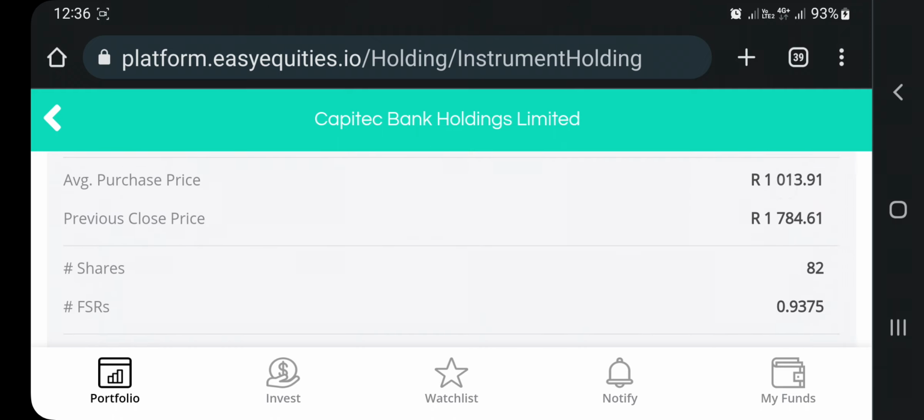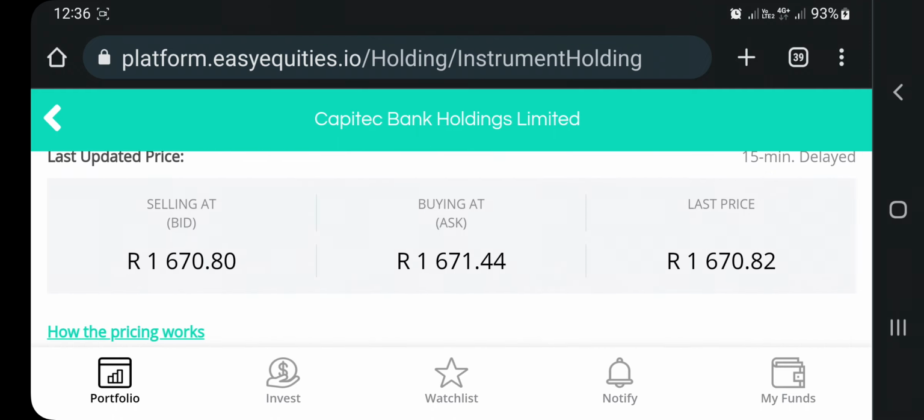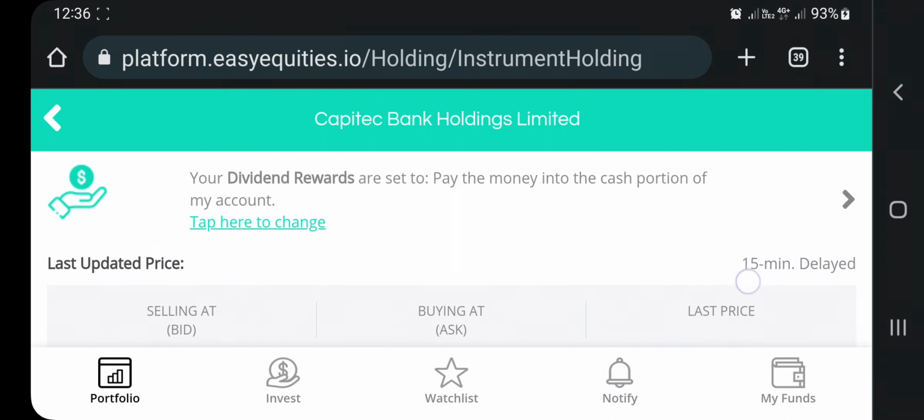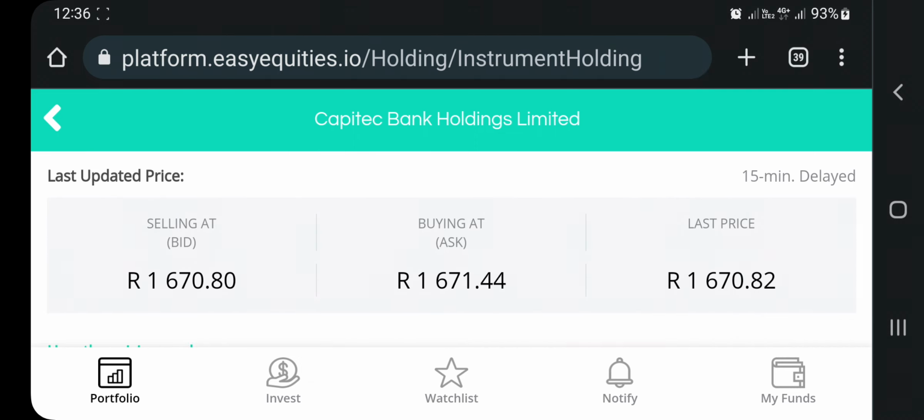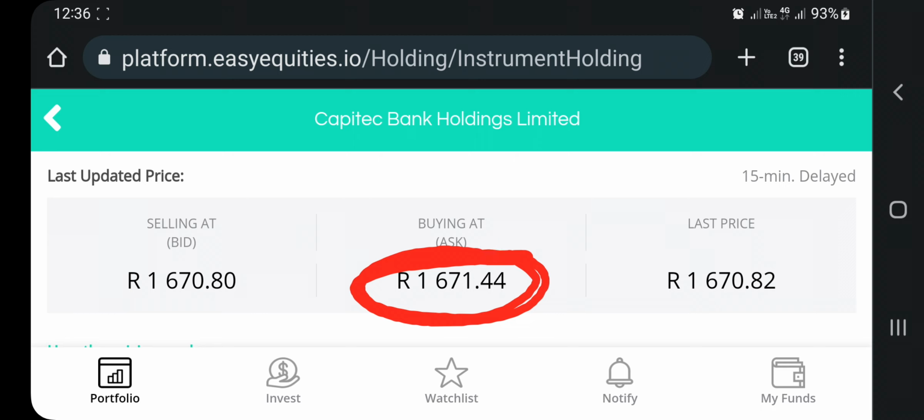Here is my Capitec. Then you want to see the value. Currently the price of each Capitec share is sitting at this amount. If you buy a Capitec share today, you're going to buy your share based on this price. So the fraction of a share, if you're not going to buy a full share, let's say you have maybe this 671 rand, you're going to buy this share at this price.